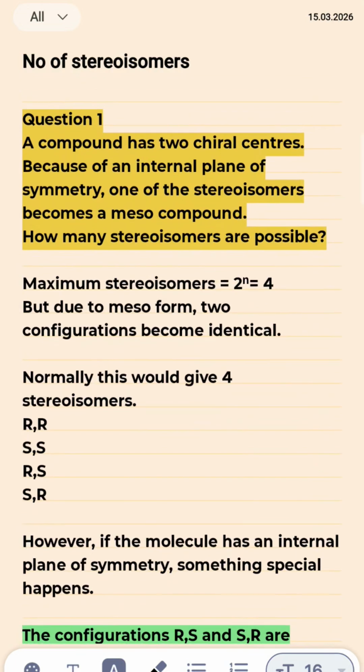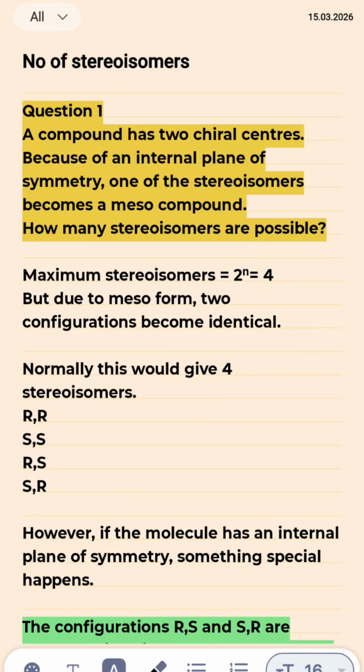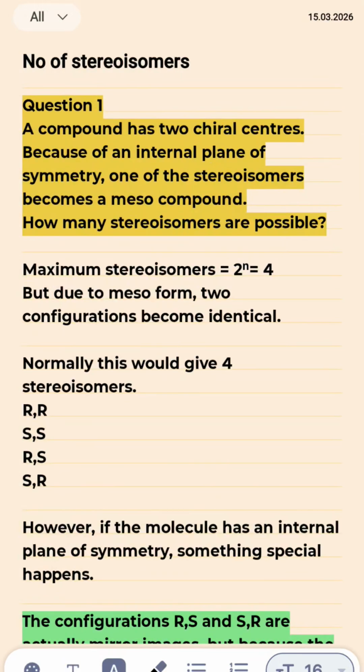So for this, the calculation becomes a little bit easier. Why? Because there is only one meso. The maximum number of stereoisomers possible is 2 to the power of n, where n is the number of chiral centers. Here the number of chiral centers is 2, so 2 to the power of 2, total stereoisomers can be 4. But there is one meso form. Due to this meso form, two configurations become identical. Regarding the meso form, we have discussed in other videos.